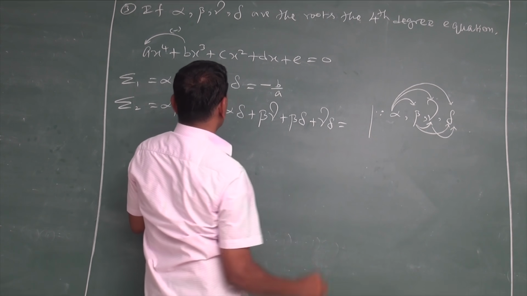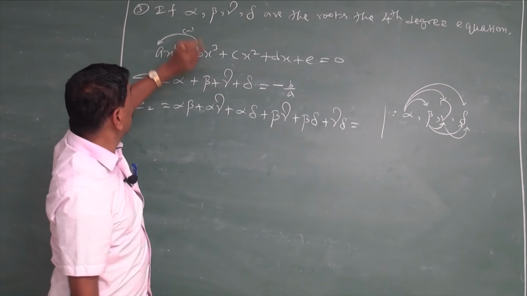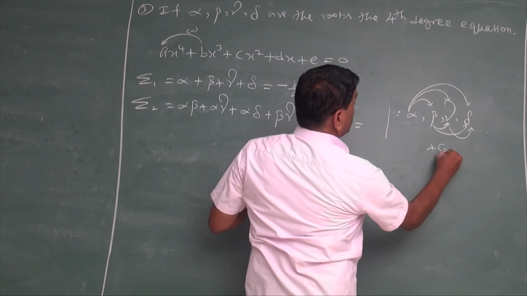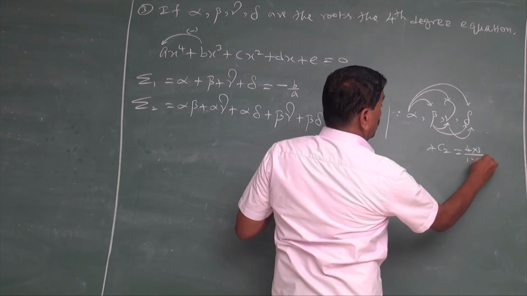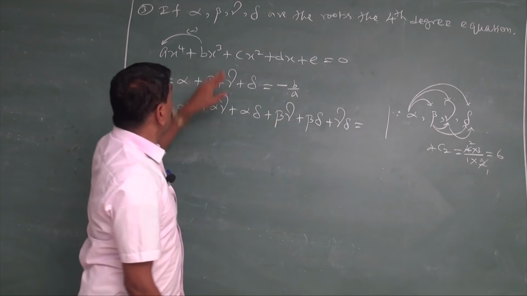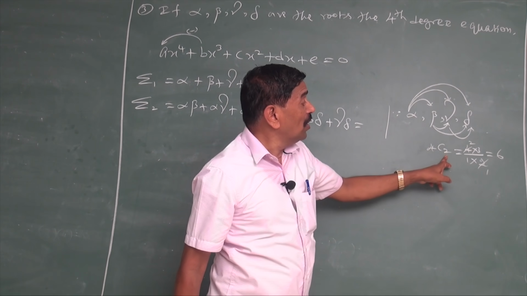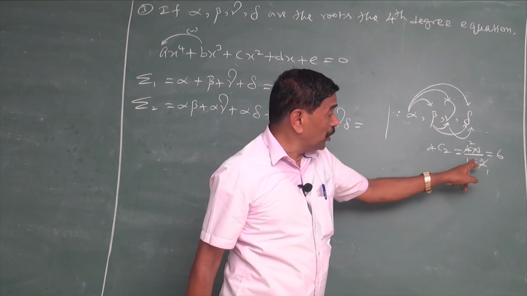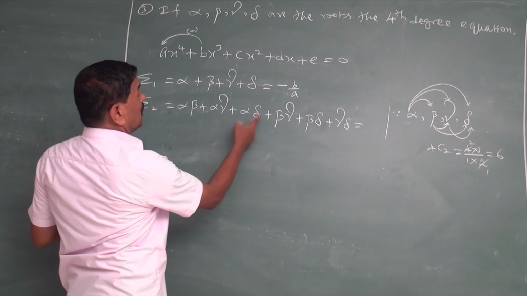Gamma delta, which is equal to, and here we need 6 elements, 1, 2, 3, 4, 5, 6, because selecting 2 at a time out of 4 things is given by the combination 4C2. 4C2 means 4 reducing 2 times divided by 1 into 2, so 4 into 3 divided by 1 into 2, which is equal to 6. So there are 6 elements, 1, 2, 3, 4, 5, 6.